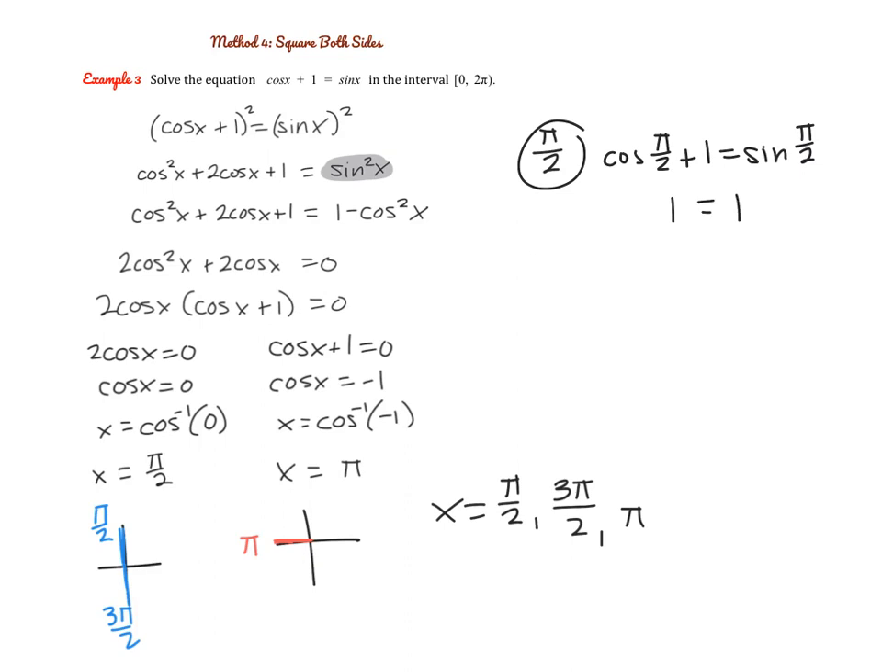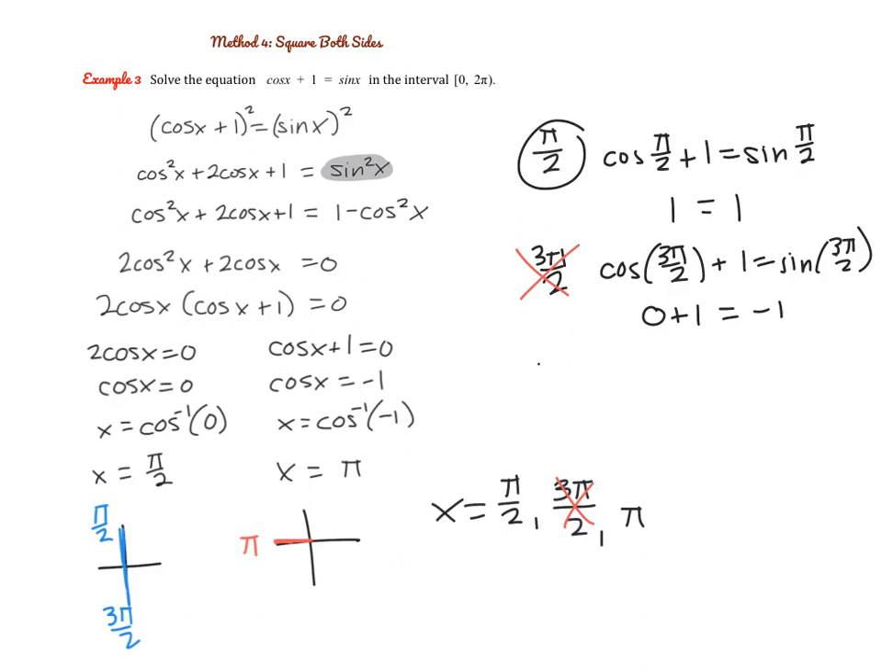Now let's try 3 pi over 2. So here, if we do the cosine of 3 pi over 2 plus 1 equals the sine of 3 pi over 2. So here we still get 0 plus 1, but here the sine of 3 pi over 2 is -1. So in this case, 3 pi over 2 is an extraneous solution.